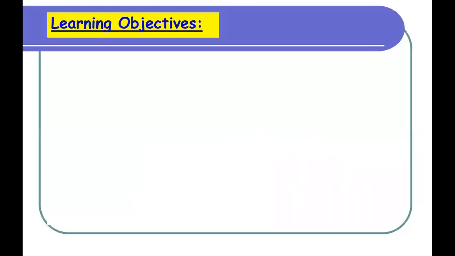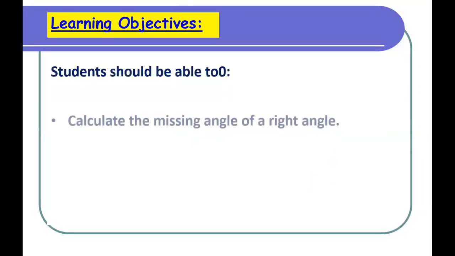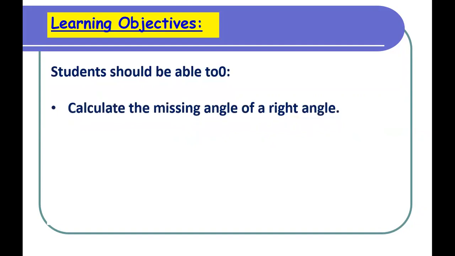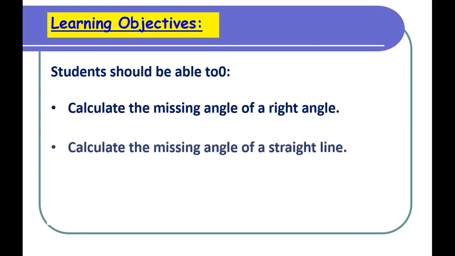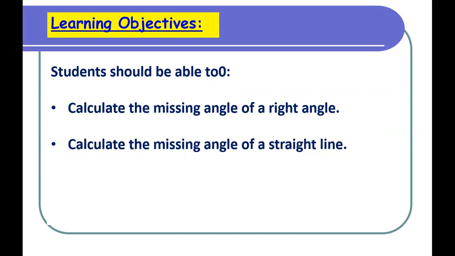This is our learning objectives. After this lesson, you will know how to calculate the missing angle of a right angle and the missing angle of a straight line. We have discussed previously in our lesson the types of angles: acute angle, obtuse angle, right angle, reflex angle, straight line, and full rotation or circle. But this time we are going to concentrate on a right angle and a straight line.